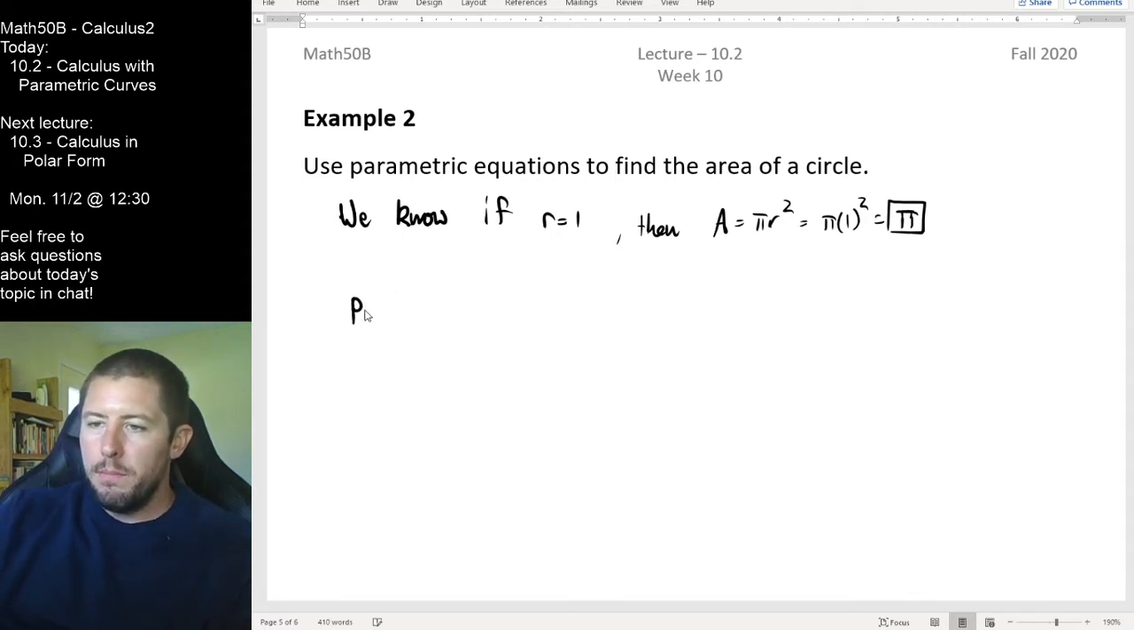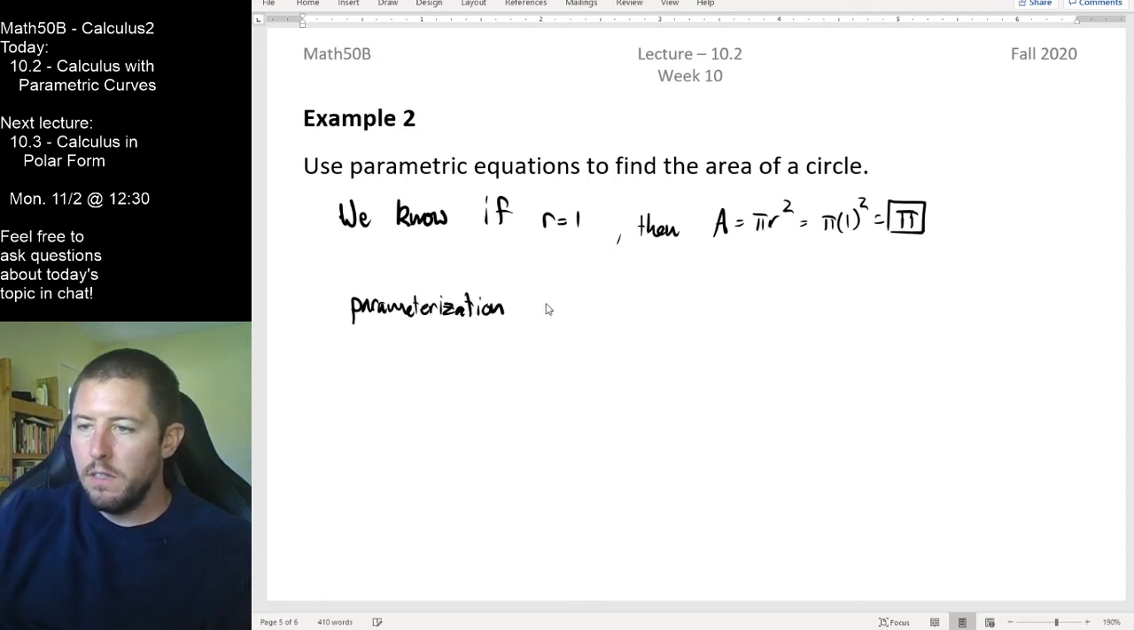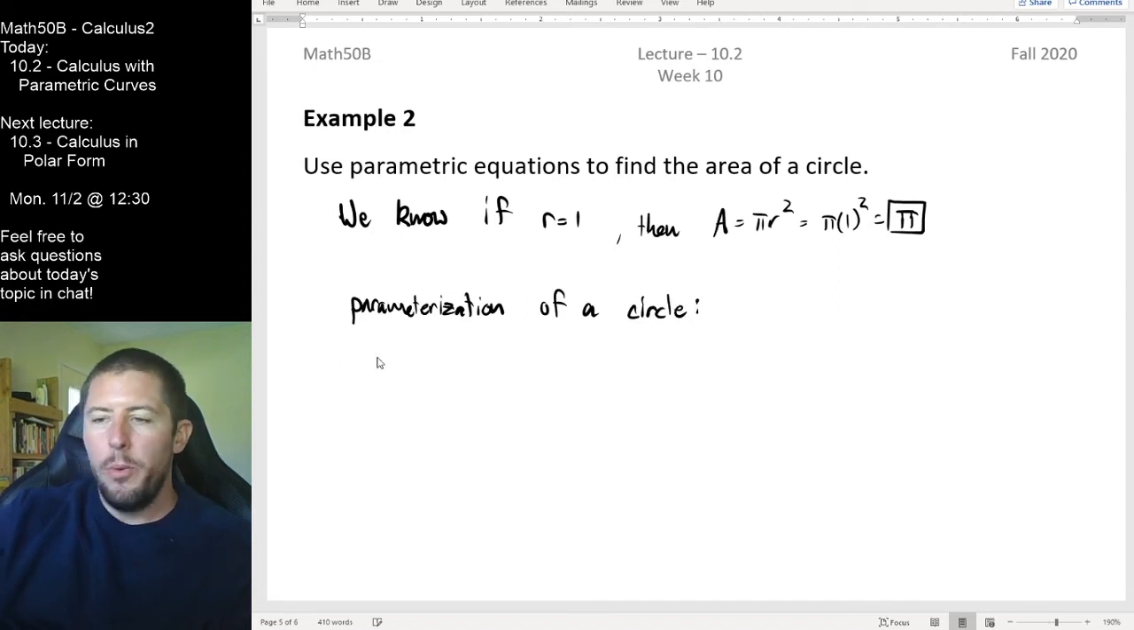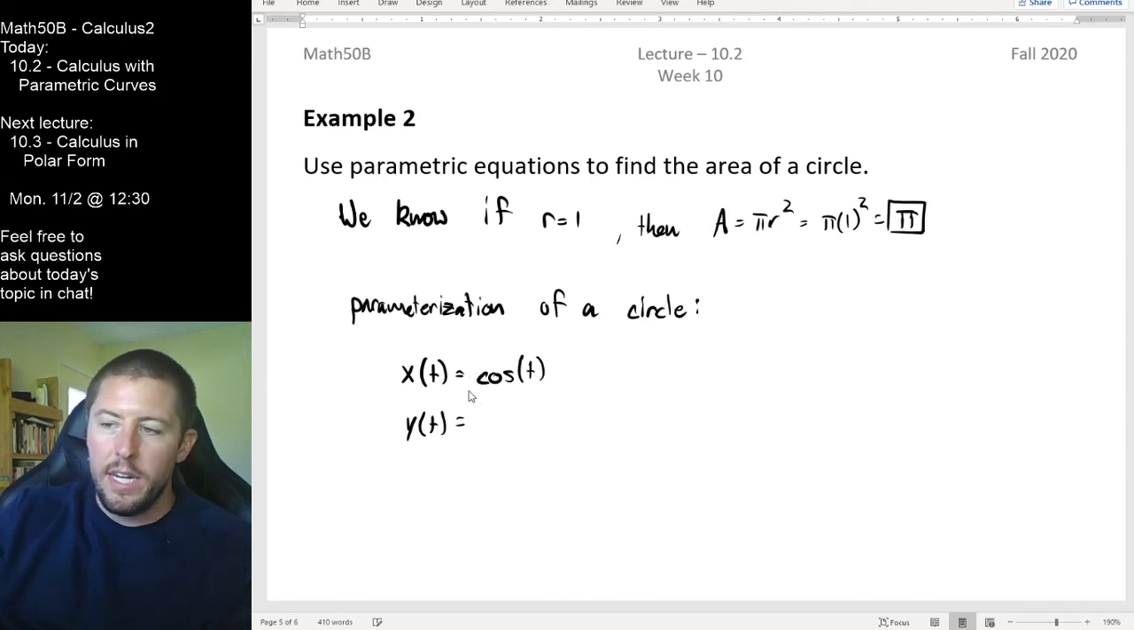So, parameterization of a circle. We did this last class, and what we really saw was that there's actually lots of choices for the parameterization of a circle. The bottom line is, as long as one of them's cosine and one of them's sine, and the coefficient out front is the radius, notice that this is 1 times cosine because we have a radius of 1, then we should be good to go.